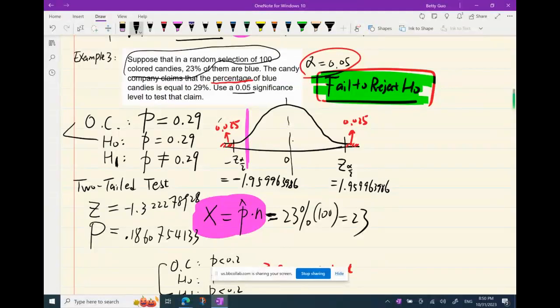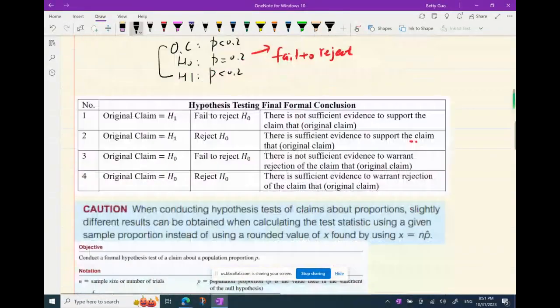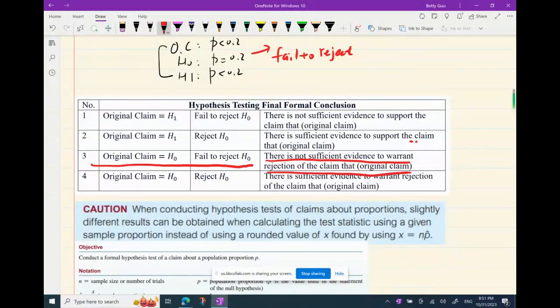So the formal conclusion would be, we have sufficient evidence to warrant the rejection. Oh, sorry, no, hold on. Fail to reject the null. So we have no sufficient evidence to warrant the rejection of the null. It's better we look at the table here. So original claim is the null. Fail to reject the null. There's no sufficient evidence to warrant the rejection of the original claim. There's no sufficient evidence to warrant the rejection of the null.